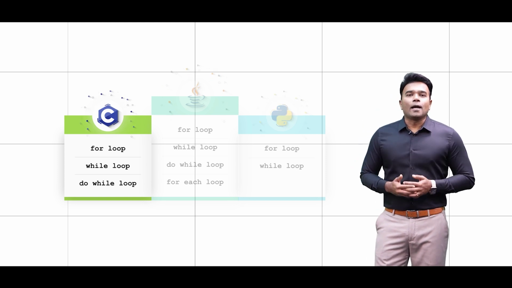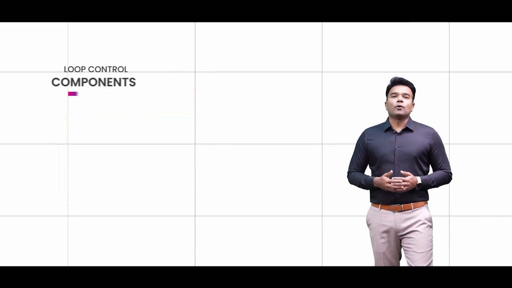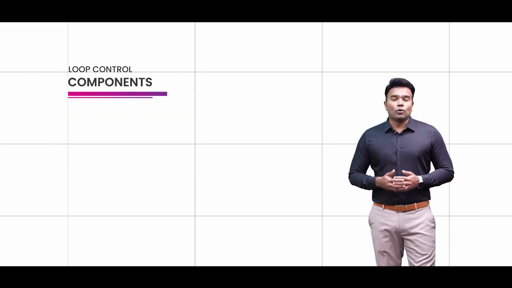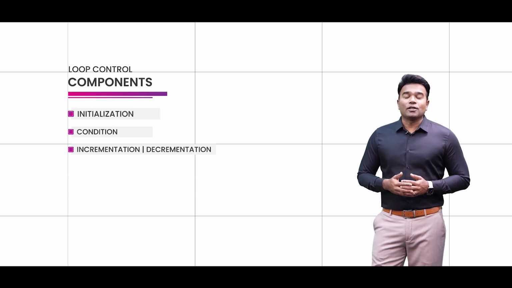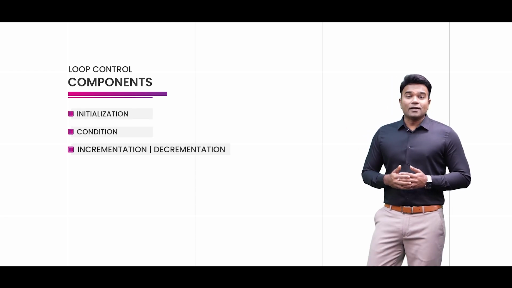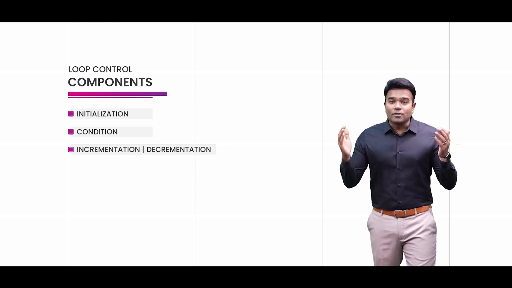For the time being, I shall be making use of the for loop. And I have already told you that be it whatever type of loop, there are 3 aspects associated with it: the initialization, the condition, and the incrementation or decrementation. For the time being, forget about the decrementation.